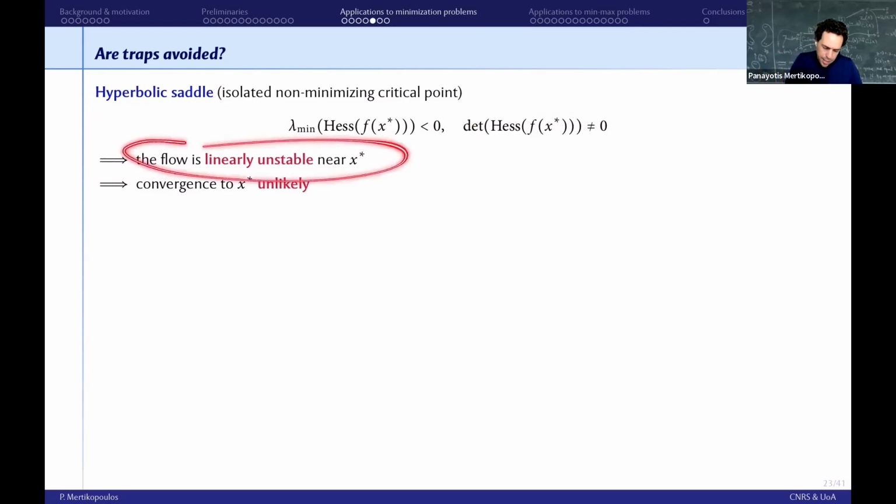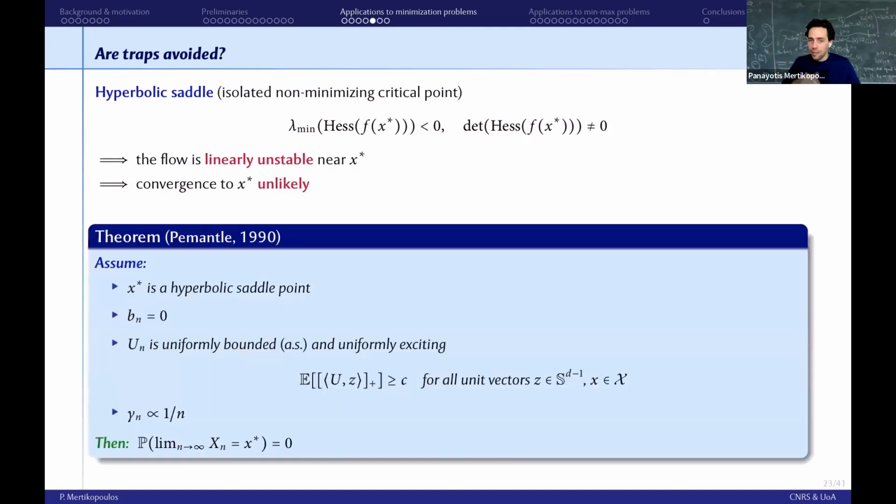Now, what this means is that hyperbolicity means that the flow, the gradient flow, is linearly unstable near this point. So convergence to such a point would be highly unlikely. Now, this intuitively is very, well, not surprising. It is expected in a sense. However, it is incredibly difficult to prove. And it relied on some very difficult probabilistic estimates that Pemantle first derived, and then, as I said, there was a follow-up by Brandière and Duflo in the mid-90s.